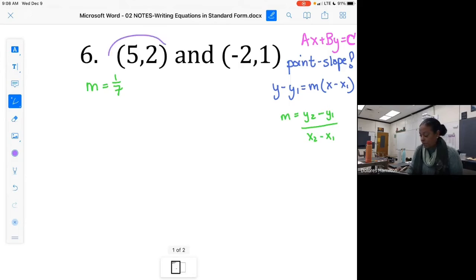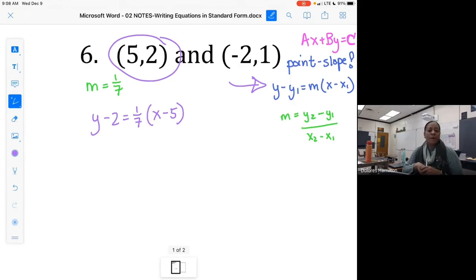I'm going to use 5, 2, and plug it into my point slope. So folks, when we do that, we're left with y minus 2, because that's my y1, equals our slope, 1/7, times x minus 5, my x1. Now we just need to clean this up so that we can get it in that pink equation, ax plus by equals c. So we're going to start by distributing the 1/7.